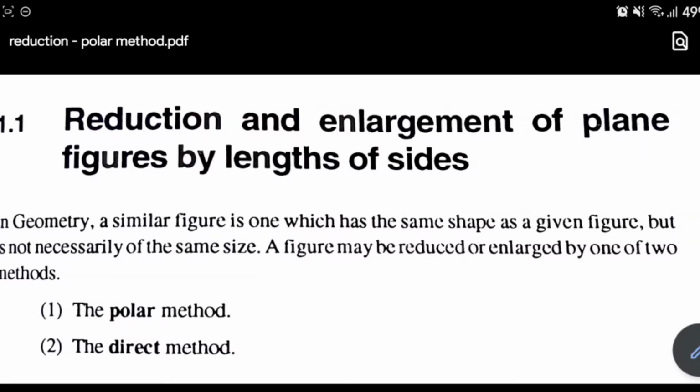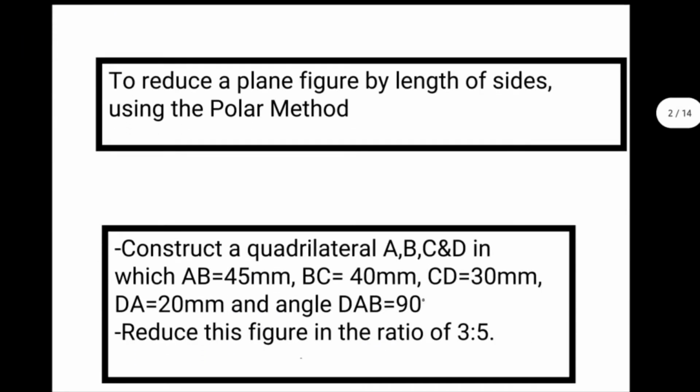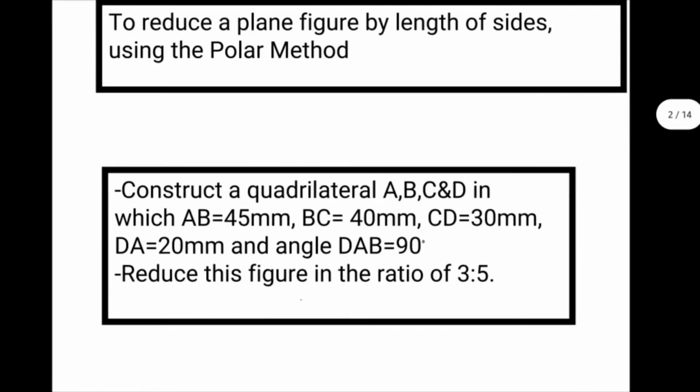So we're only going to be looking at one method today, and that method is the polar method. And this is the heading for the construction: to reduce a plane figure by length of sides using the polar method. And below that you have the measurements for the figure that we're going to be reducing using the polar method. And the figure is an irregular quadrilateral, and you have the measurements there: AB 45 mm, BC 40 mm, CD 30 mm, DA 20 mm, angle DAB 90 degrees. And it's going to be reduced in the ratio 3 to 5.